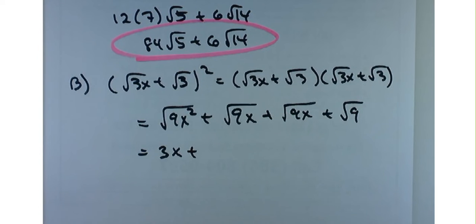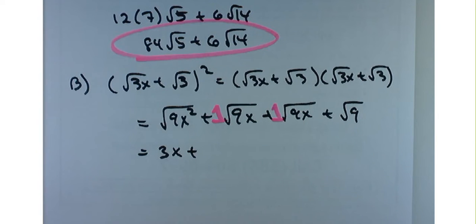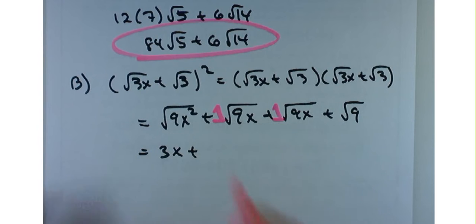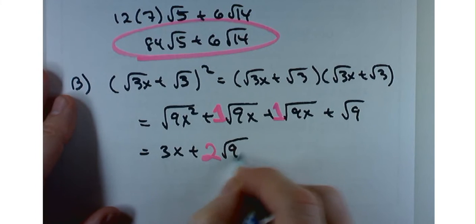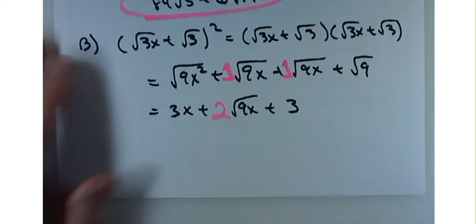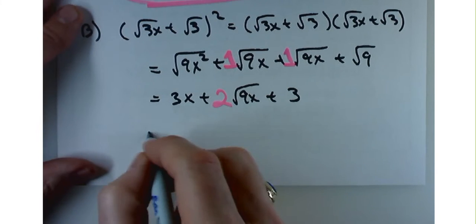I'm going to take care of this one slowly. I want to do this first. There's one of them here and one of them here. That gives me a total of 2 of those middle terms. So 2 times the square root of 9x plus 3. But there's a little bit more work I can do with that middle term. Does anyone see what else I can do with that middle term?